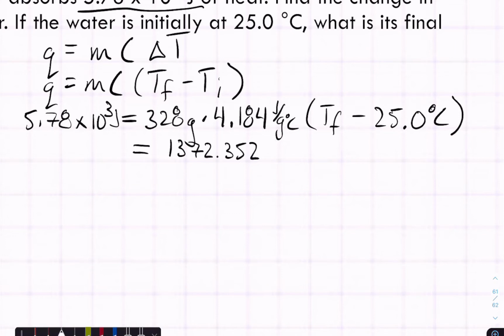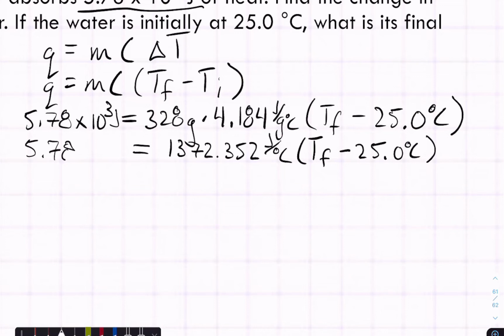What are the units of that going to be? Joules per what? Yeah. Joules per degree C. Now that is still multiplied by T final minus 25.0 degrees C. And on the other side, still 5.78 times 10 to the 3 joules.